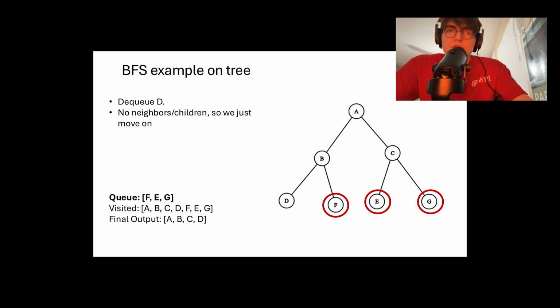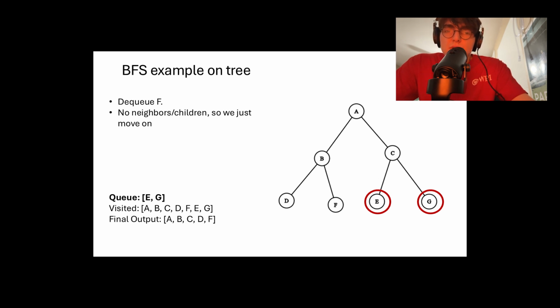Next, we dequeue D. It has no neighbors or children, so we just move on. F, E, and G. And our visited is A, B, C, D, F, E, and G. And our final output is A, B, C, D.